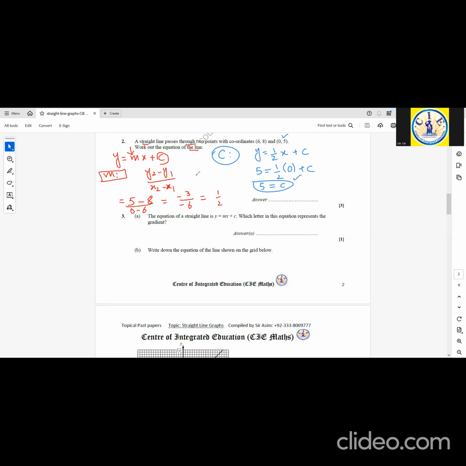Now c and m have been calculated. So the final answer could be y is equal to 1 by 2x plus 5. So this is the required equation.